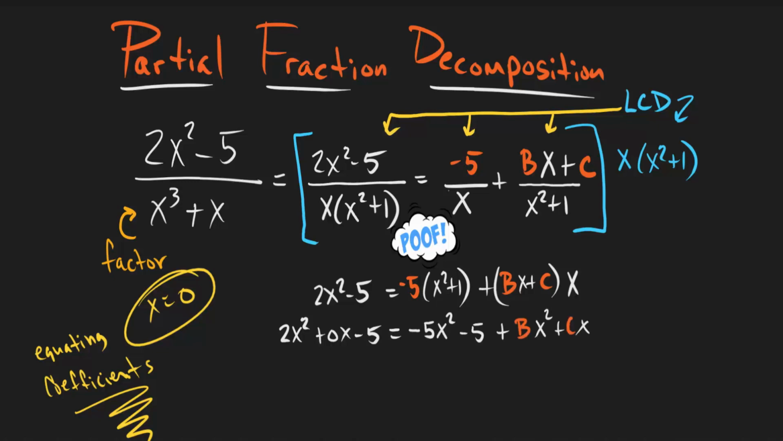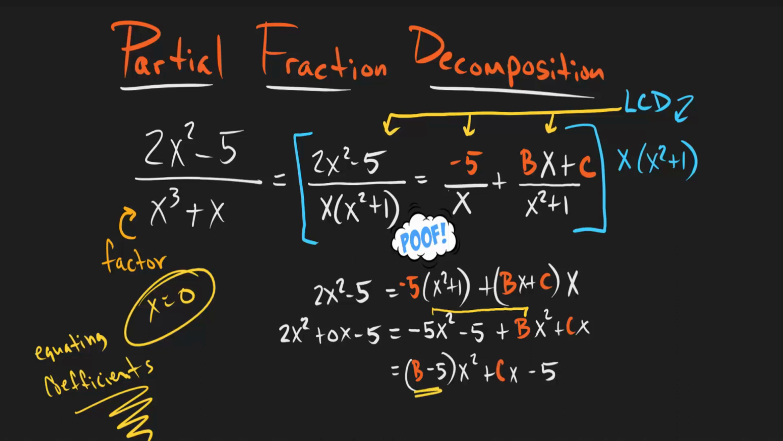So on the right-hand side, we ended up with 4 terms. We've got some like terms here that we can combine. So we end up with b minus 5 quantity x squared. So those are the 2 terms that have the x squared. I just factored out the x squared. And then I put the linear term, which was a cx, and then finally the constant.